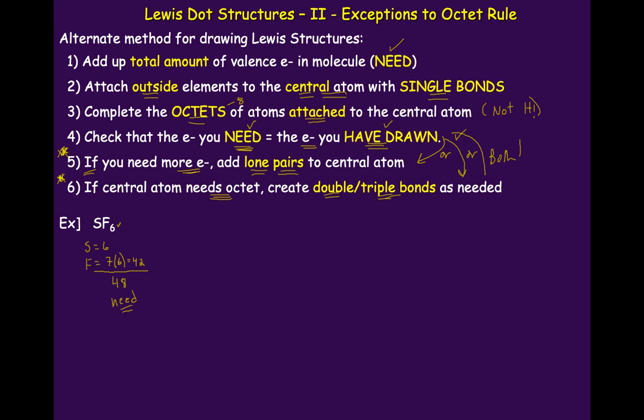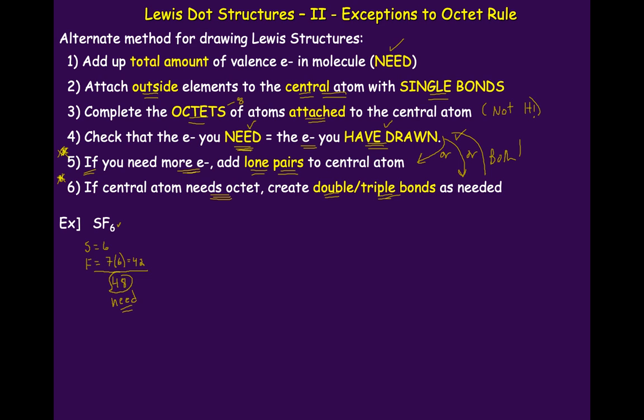So let's do that again. Sulfur has 6 valence electrons, and there is 1 sulfur. There are 6 fluorines. Each fluorine has 7 valence electrons in the periodic table. 7 times the 6 of them is 42. So basically I need to show 48 electrons in my structure. So that's step 1.